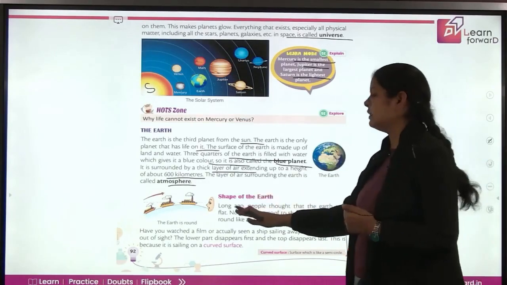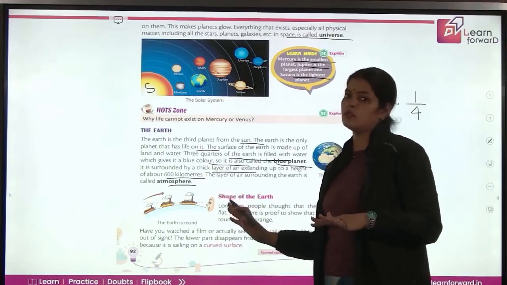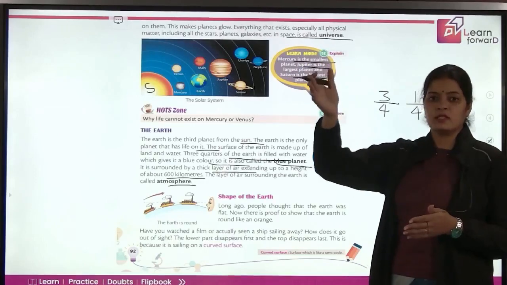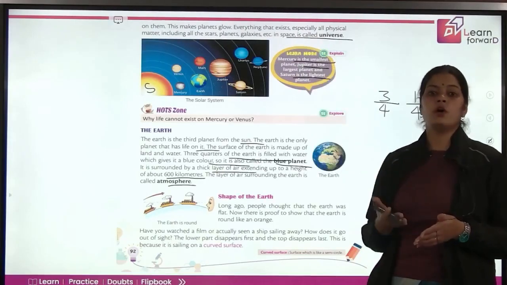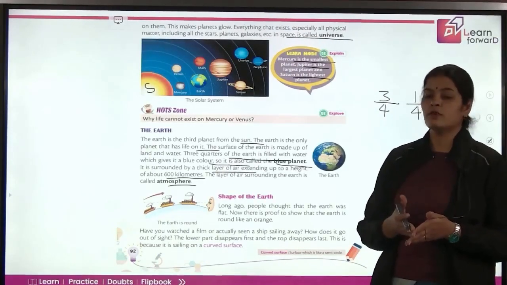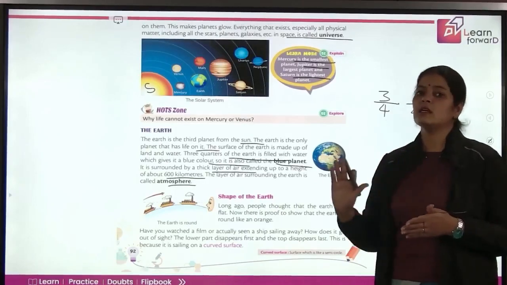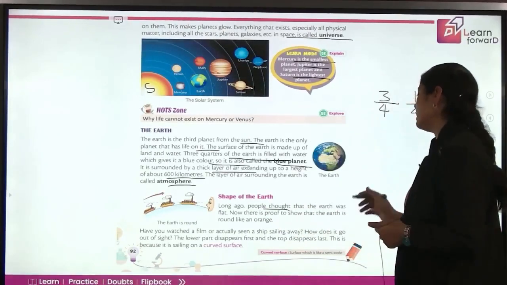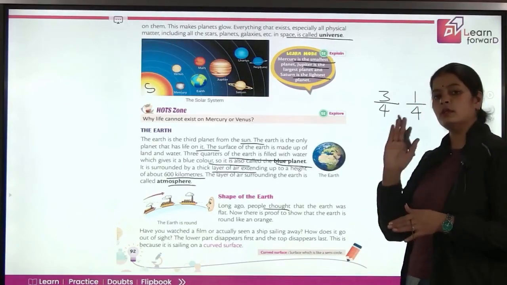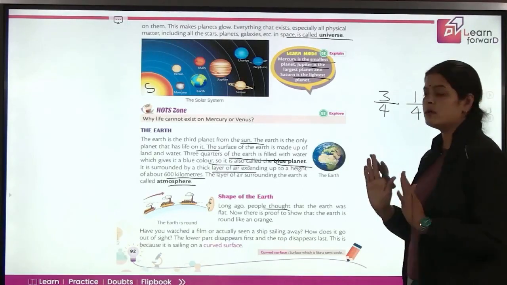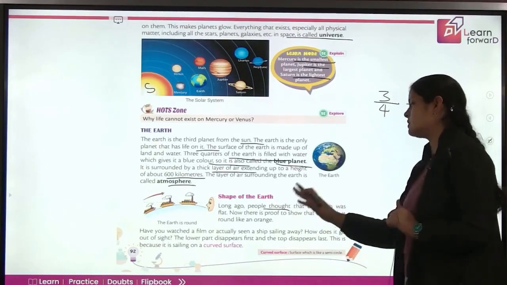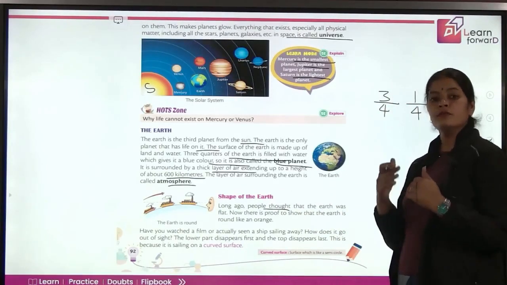So that is why there was a debate, but now it is very much clear, because now people have reached the moon, they have reached space, and from there they can actually observe this planet earth, and they say that it is round in shape. So long ago people thought that the earth was flat. In the very beginning this was a thought. Now there is proof to show that the earth is round like an orange. So now we have proof.